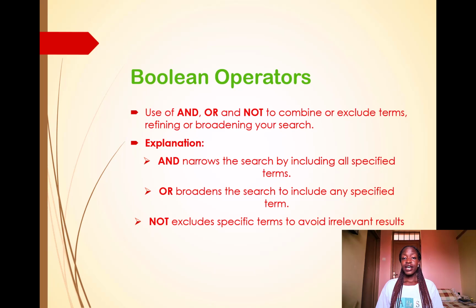AND narrows the search by including all specified items, because you can be like you're researching for childhood and childhood development, so your search is only going to bring childhood and childhood development, because you have specified those terms. What does OR do?